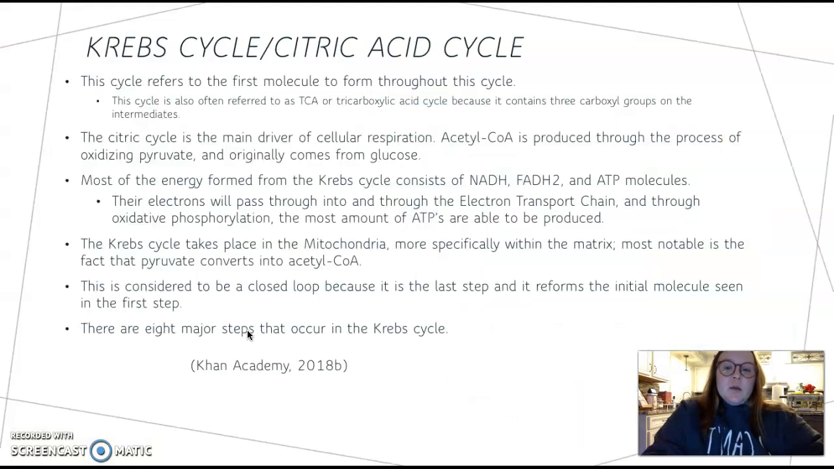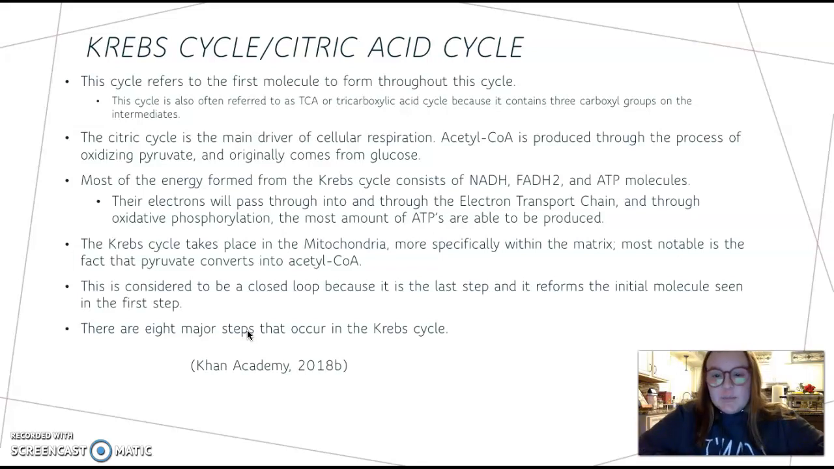And then we move to the third stage, and quite honestly the most important stage, and that's the Krebs cycle. The Krebs cycle is the first molecule to form throughout this cycle. It's also referred to as the TCA cycle because it contains 3 carboxyl groups on the intermediates. This is the main driver of cellular respiration. Acetyl coenzyme A is produced through the process of oxidizing pyruvate and originally comes from the glucose molecule itself.